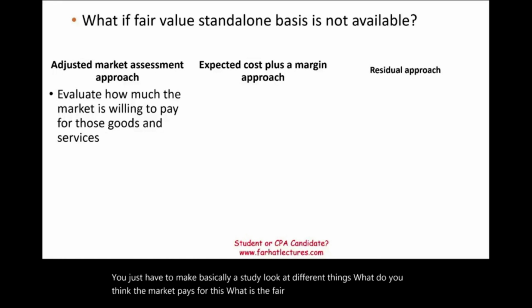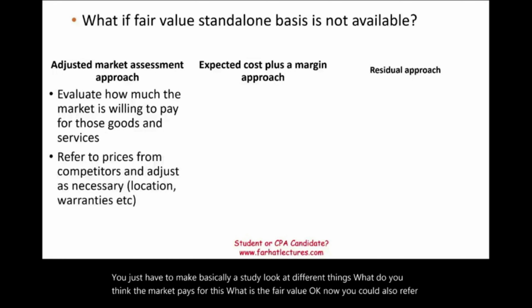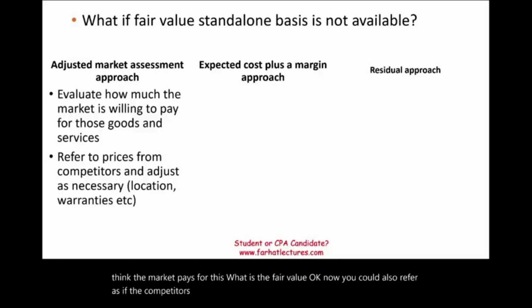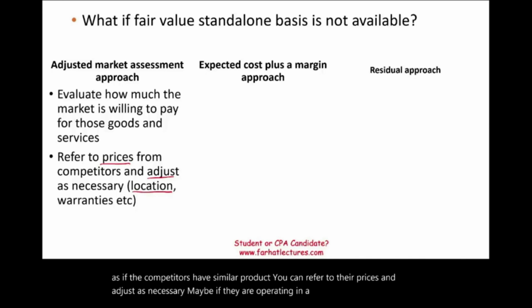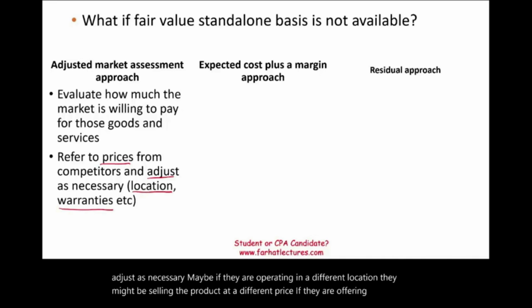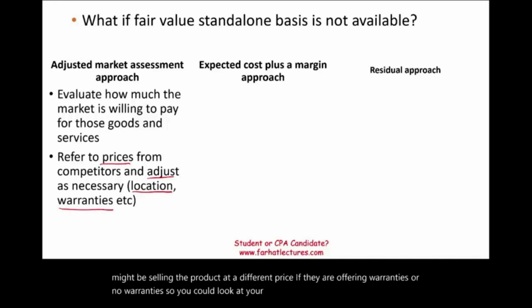Now, you could also refer to competitors' prices if they have a similar product, and adjust as necessary. Maybe they are operating in a different location, so they might be selling the product at a different price, or they may be offering warranties or no warranties. So you could look at your competitors, and this is called the adjusted market assessment. You look at what the market is willing to pay for that product, with certain adjustments.